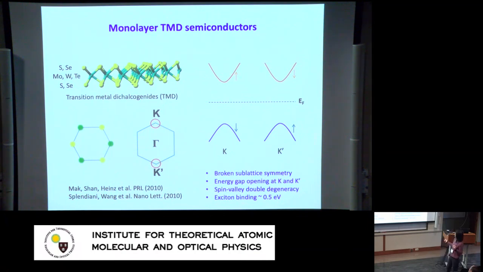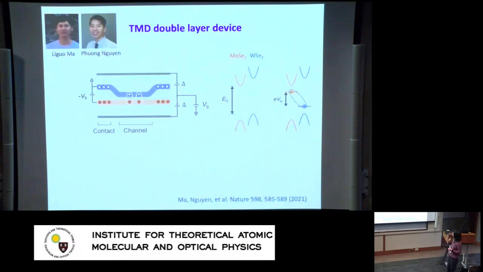And very importantly for this study, the electron-hole binding energy is very big. It's on the order of half an electron volt. And that's an order of magnitude larger than, for example, gallium arsenide and other conventional semiconductors.